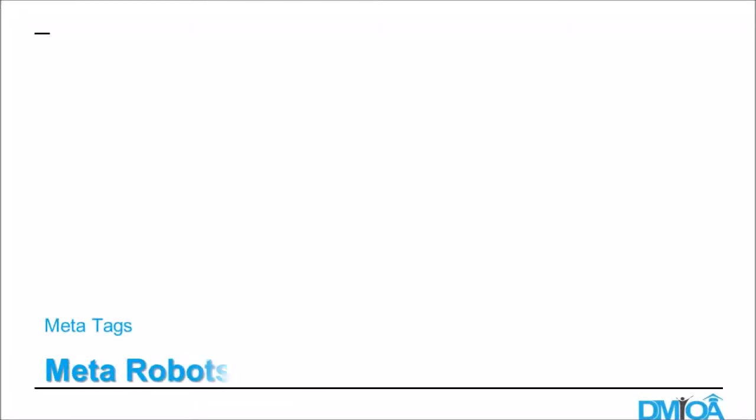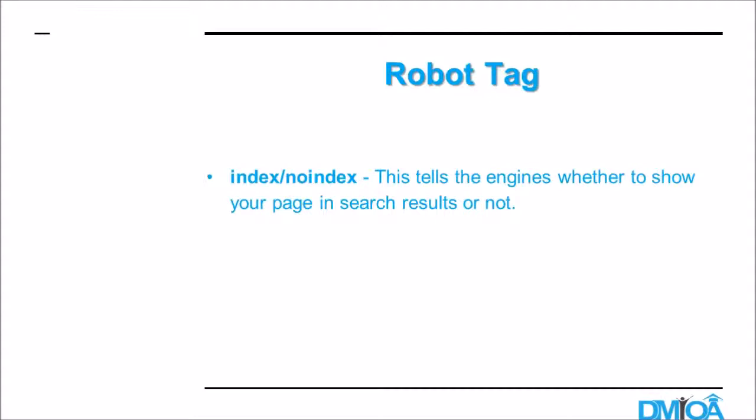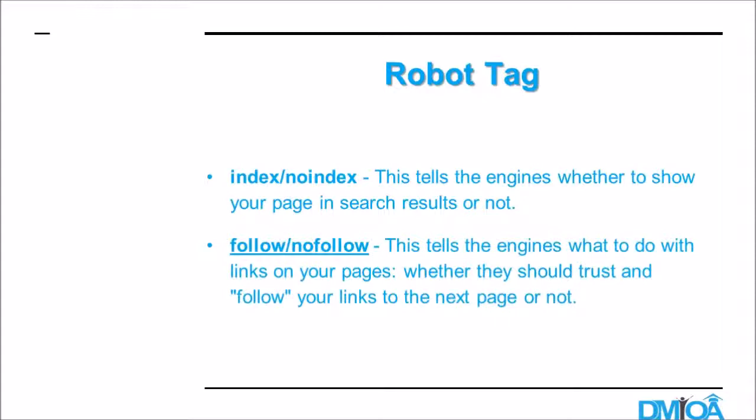Next, we come to the meta robots attribute. With this attribute, you are telling the search engines what to do with your pages, providing a set of instructions to the search engine on what to do with the web page. The meta robots tag attribute has 4 values: index, no index, follow, no follow. The index and no index tell the search engine whether to show your pages in search results or not. Remember, they don't tell it not to crawl the page. They tell the search engine whether to display the page or not in the SERPs.